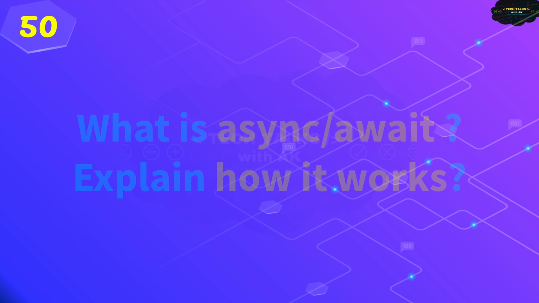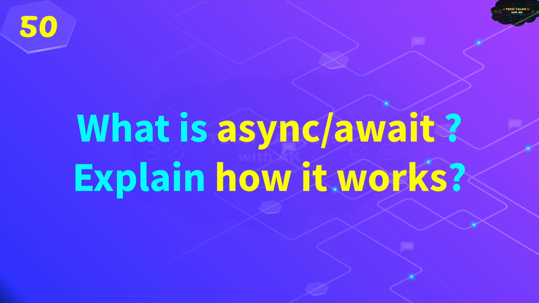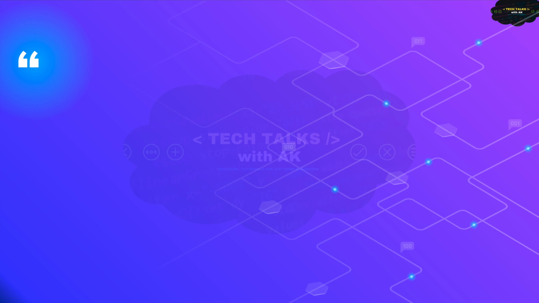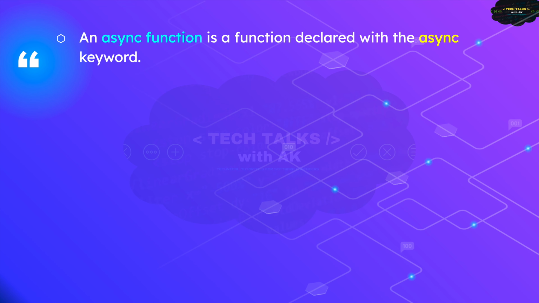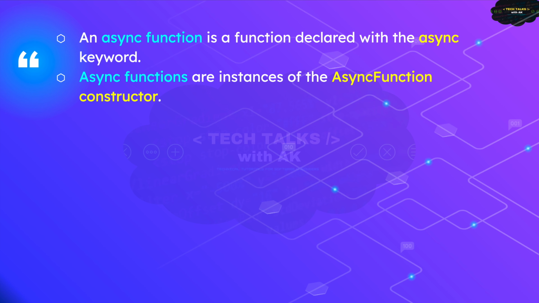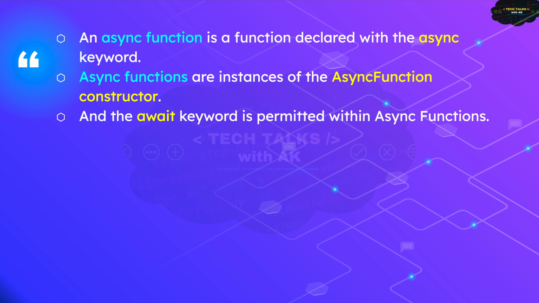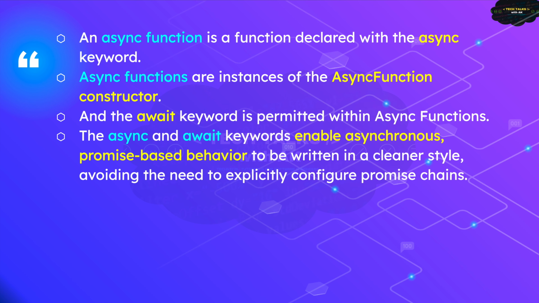Our next question is, what is async await? Explain how it works. And the answer is, an async function is a function declared with the async keyword. Async functions are instances of the AsyncFunction constructor. The await keyword is permitted within async functions. The async and await keywords enable asynchronous, promise-based behavior to be written in a cleaner style, avoiding the need to explicitly configure promise chains. So if we want to avoid promise chaining, we can use async and await.